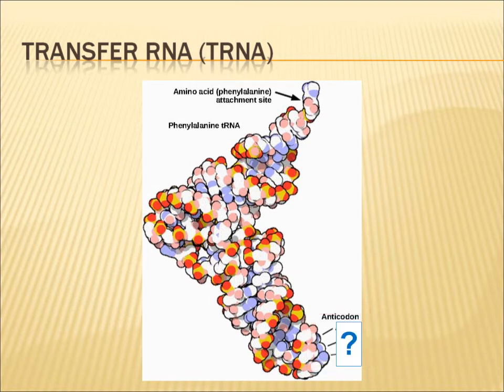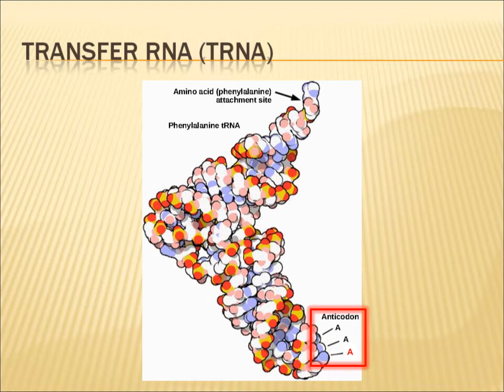But wait, there's more. In addition, there will be another transfer RNA carrying phenylalanine. Which one do you think it will be? Yes, there is also a transfer RNA that recognizes the codon UUU in messenger RNA. Therefore, this transfer RNA must have an anticodon that will base pair with the other codon for phenylalanine. Our transfer RNA must have an anticodon of AAA to recognize the codon UUU.